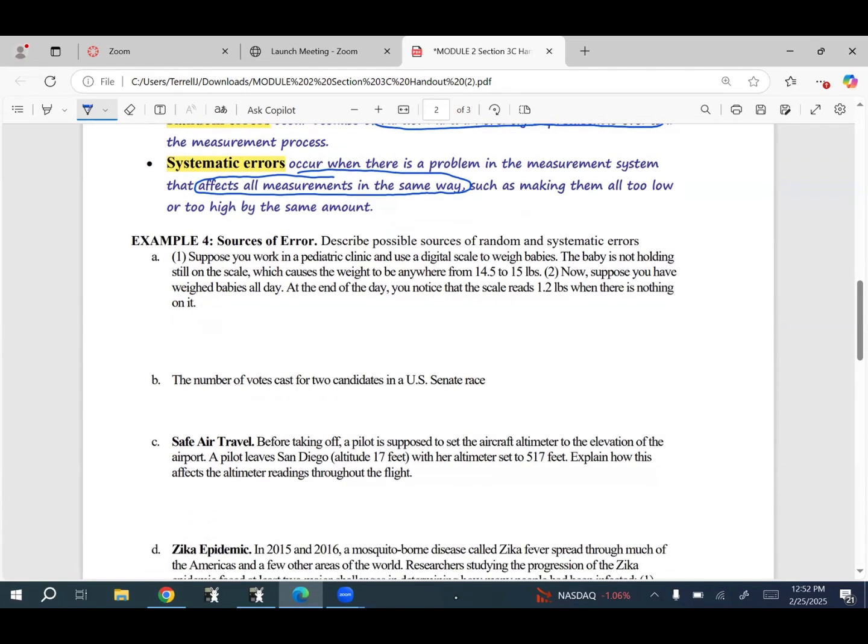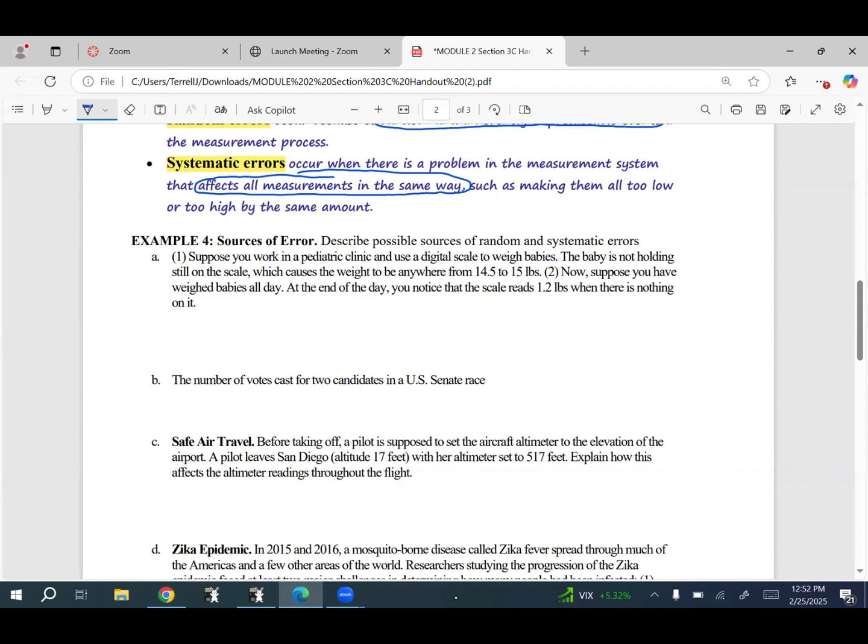So what I wanted to do was just look at a few of these, and see if we can determine whether this type of error is a random error or a systematic error. So let's look at part A. So number 1, suppose you work in a pediatric clinic and use a digital scale to weigh babies. The baby is not holding still on the scale, which causes the weight to be anywhere from 14.5 to 15 pounds. So let's pause there. We want to know, is that error considered random or systematic?